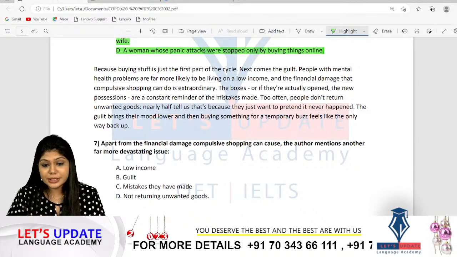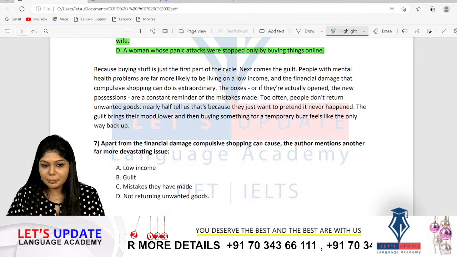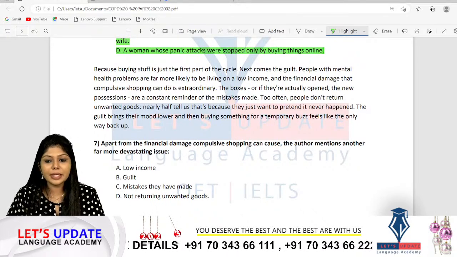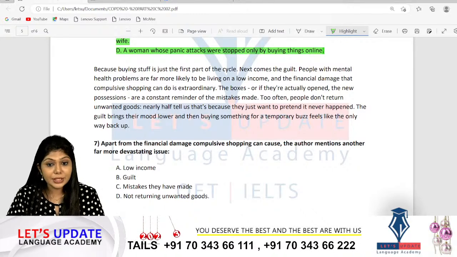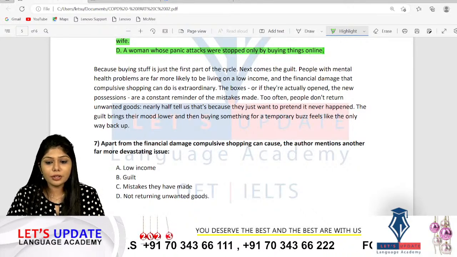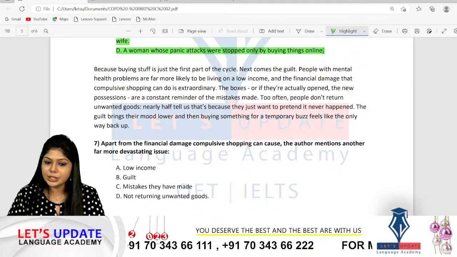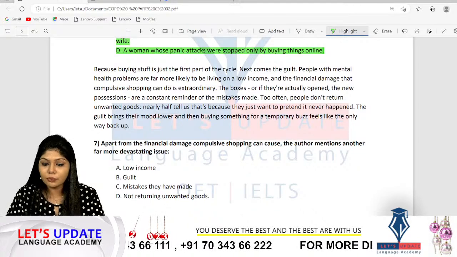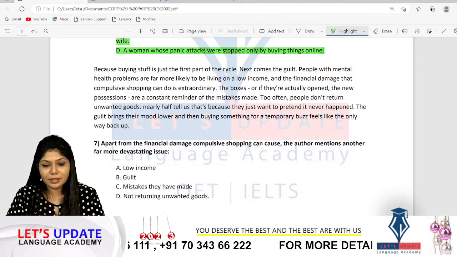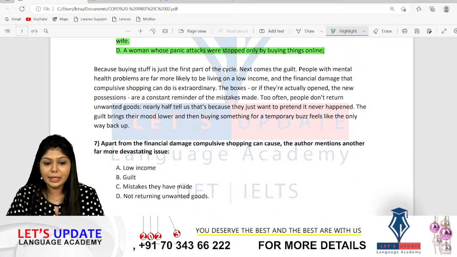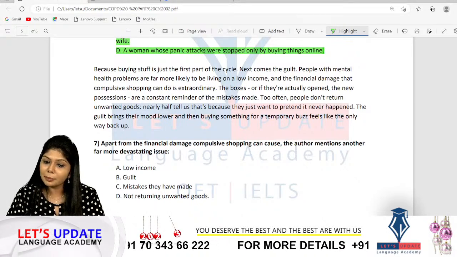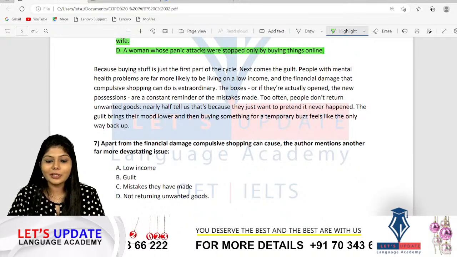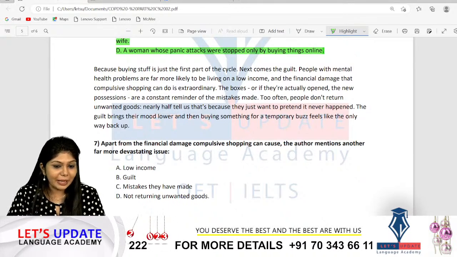Because buying stuff is just the first part of the cycle, next comes the guilt. People with mental health problems are far more likely to be living on a low income, and the financial damage that compulsive shopping can do is extraordinary. The boxes, or if they are actually opened, the new possessions are a constant reminder of the mistakes made. Too often, people don't return unwanted goods. Nearly half tell us that because they just want to pretend it never happened. The guilt brings their mood lower, and then buying something for a temporary buzz feels like the only way back up. So, just read the paragraph now, right?